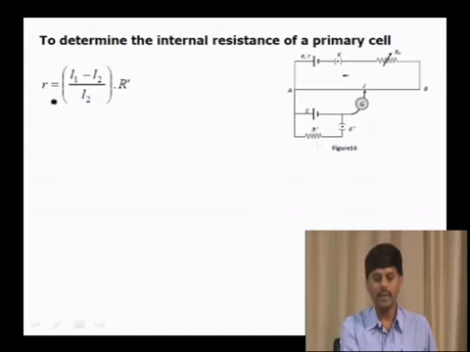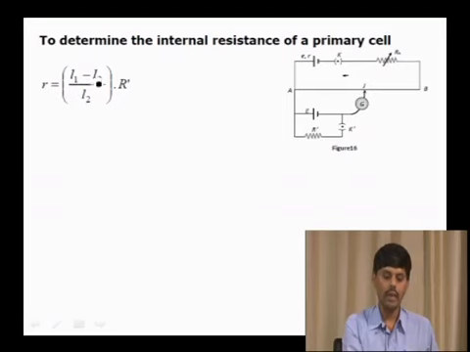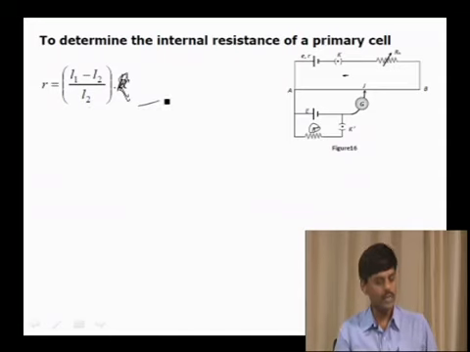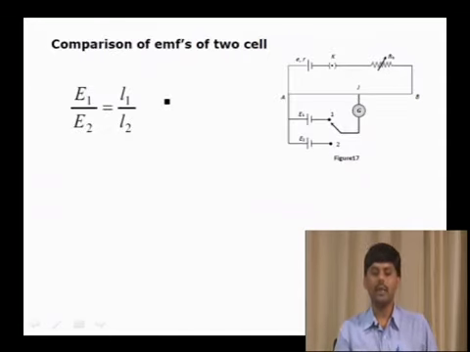By taking the help of R is equal to (L1 minus L2) divided by L2, into this R, that is the external resistance R, this is the value of R. By taking the help of this, we can easily find out the internal resistance of the cell. Similarly, to compare the EMF of the two cells by using the potentiometer.